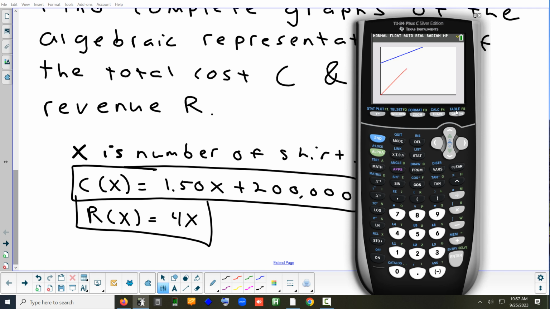But now we can see the revenue is definitely going to catch up. I don't think we have to set the shirts any higher. We need the y-max higher. So let's try 400,000. Yeah, we'll see it now. Okay, so there's our cost, there's our revenue. And I would say that's a good complete graph.